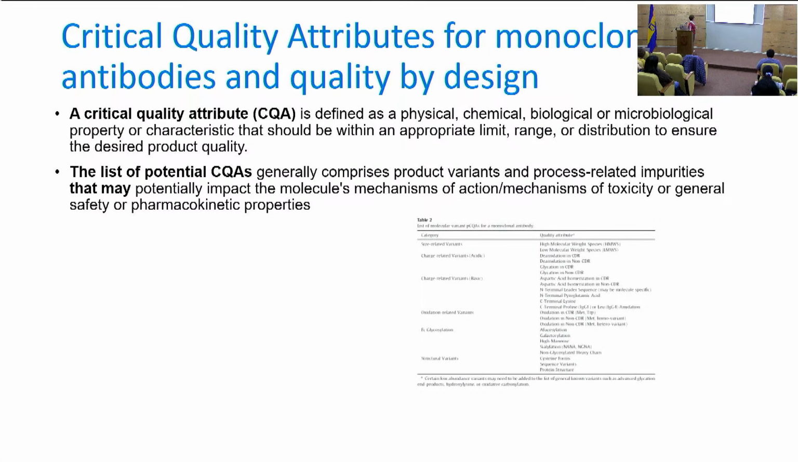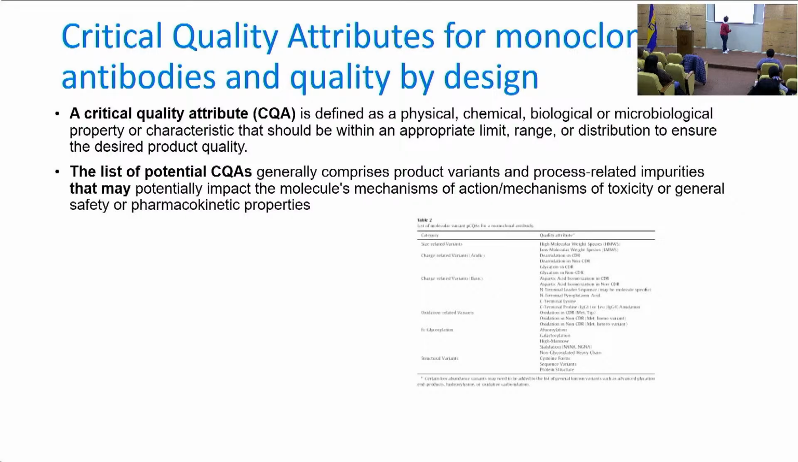And the list of potential quality control attributes comprises product variants and process-related impurities, which may potentially impact the molecule's mechanism of action or mechanism of toxicity. We know that aggregated forms decrease biological activity and generate toxicity, which leads to safety issues. So here, for MABs, monoclonal antibodies, is a list of variant critical quality attributes.